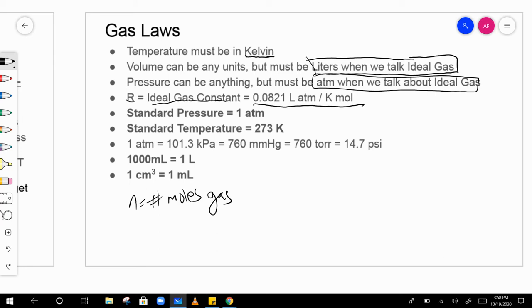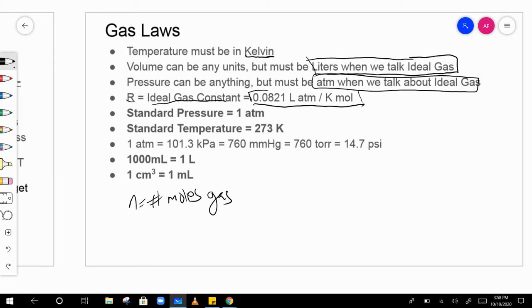Now, that is the unit we're going to use. This is the R value we're going to use for the ideal gas law. There are other R values dependent on the units, but we're just going to try and keep it simple and keep it as liters, ATM, Kelvin, and moles.